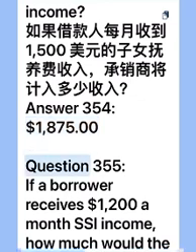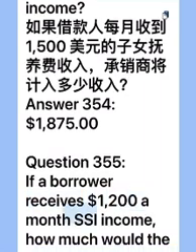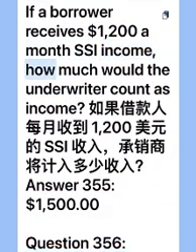Question 355. If a borrower receives $1,200 a month SSI income, how much would the underwriter count as income? Answer: $1,500.